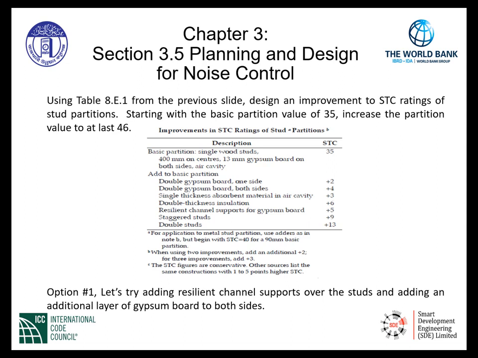As an example, using table 8.E.1 from the previous slide, design an improvement to STC ratings of stud partitions. Starting with the basic partition value of 35, increase the partition value to at least 46. Option 1, let's try adding resilient channel supports over the studs and adding an additional layer of gypsum board to both sides.